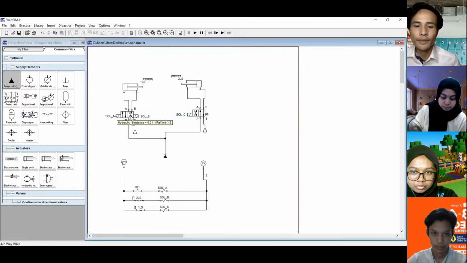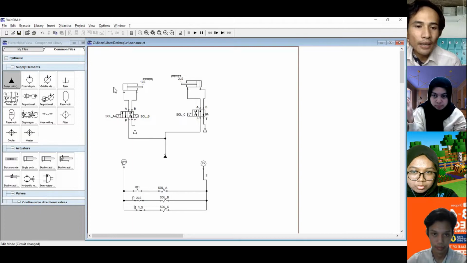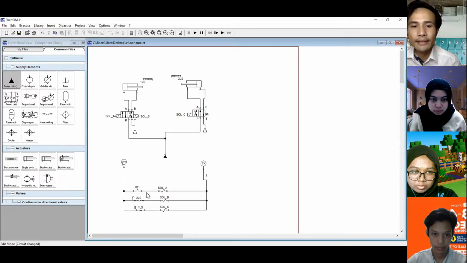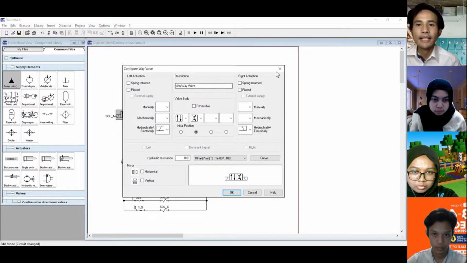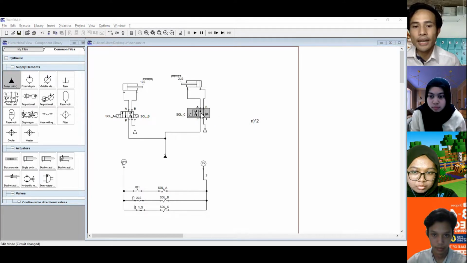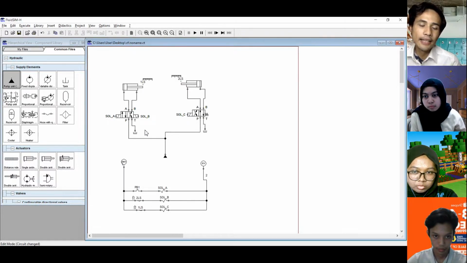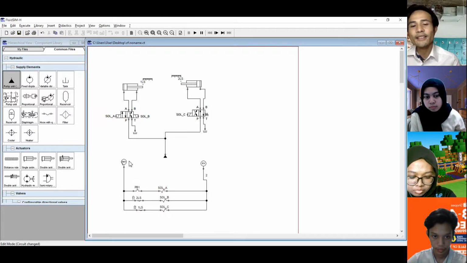Hi, I would like to open the FluidSim. Firstly, I will explain the several components that we use in FluidSim. The first one is a double acting cylinder. The second one is the 4-way double solenoid valve. The third one is the 4-way single monostable valve, then the tank, and lastly the pump unit. In the ladder diagram, we use a push button, solenoid A, limit switch, and 24 volt, and also 0 volt.